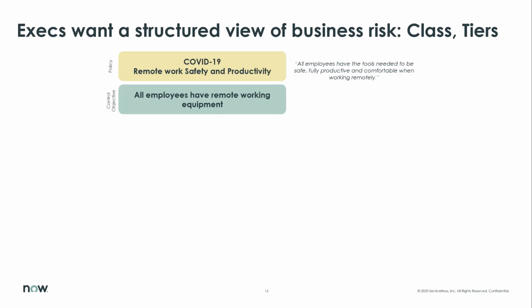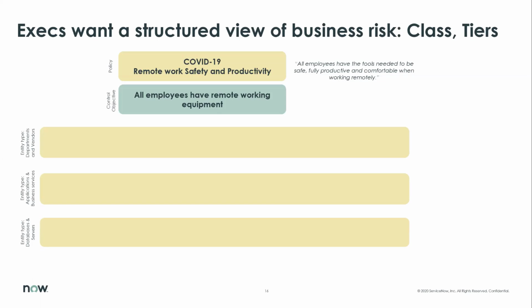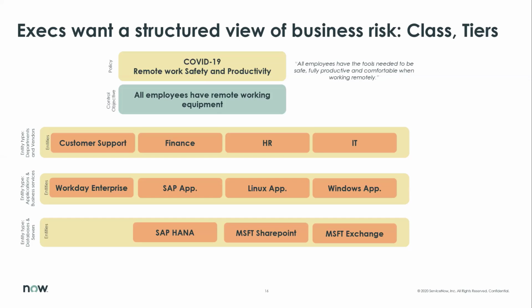So we started with a policy, we have a control objective, and for this control objective, we are creating entity types. So each one of these yellow bars represents an entity type, and the one at the top is departments and vendors, for example. Now, inside of these entity types, we create entities. And if you look at the one at the top for departments and vendors, we have entities customer support, finance department, HR department, and the IT department, and so on and so forth. And when it comes to the classes, we can say, hey, all of these entities here, we call them departments.